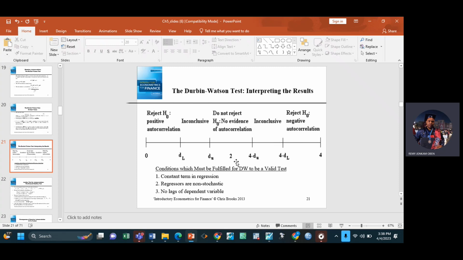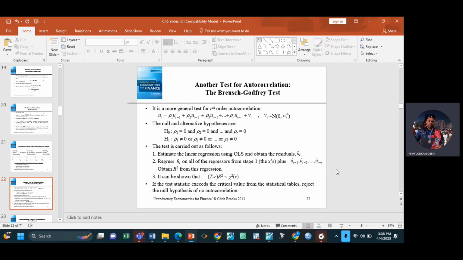Same thing here. If it's around 2, there is no autocorrelation. If it is really close to 0, it means positive autocorrelation. But if it falls in this zone, it's inconclusive. Because of these zones of inconclusion, it makes our life difficult when using the Durbin-Watson test, and it also tests autocorrelation only at first order. Because of this, there are some problems with the test. We prefer the Lagrange multiplier test, which is the Breusch-Godfrey test.